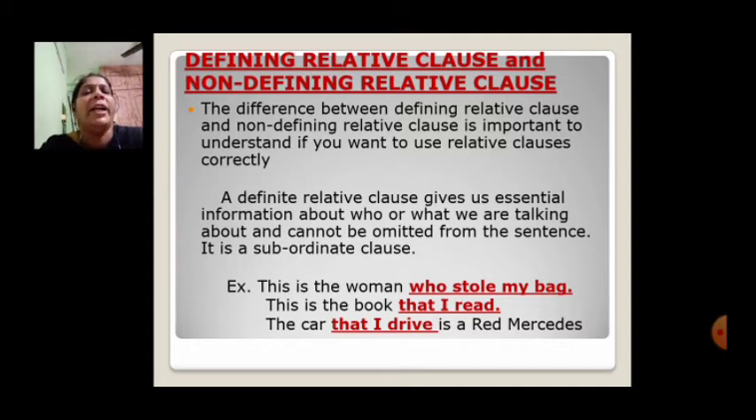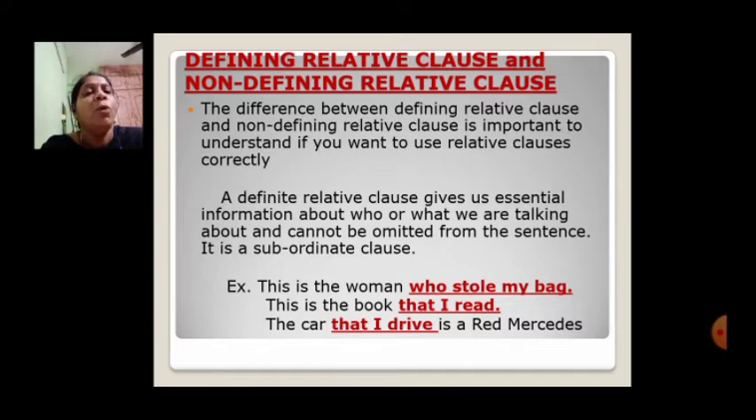It is a subordinate clause. So a defining relative clause gives the important information about the noun, without which the sentence will be incomplete. So a defining relative clause is very important in a sentence, and it cannot be omitted from a sentence. It is a subordinate clause. Let's see some examples here, you will understand better.